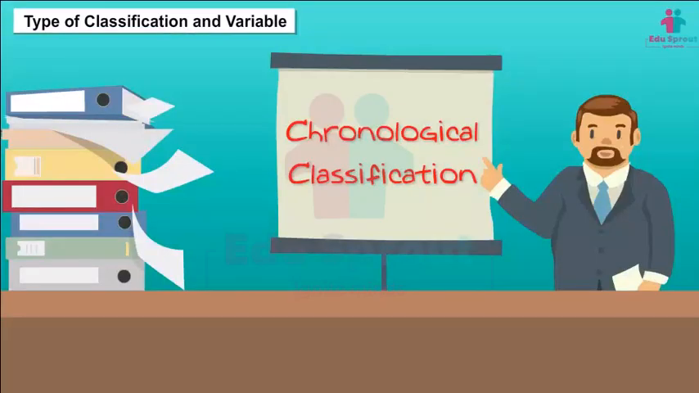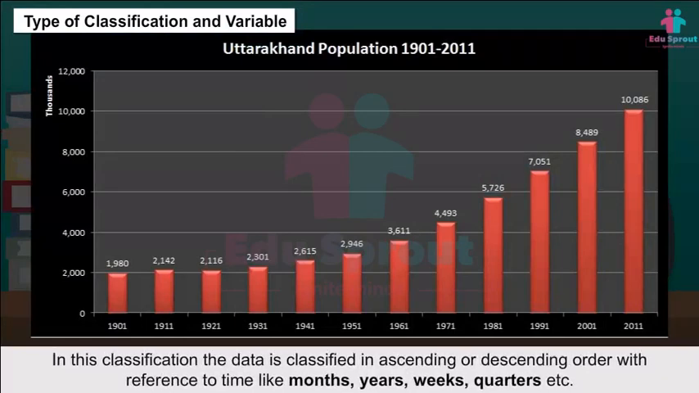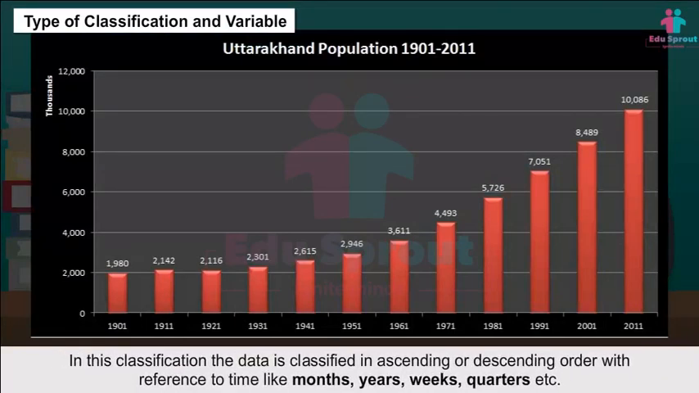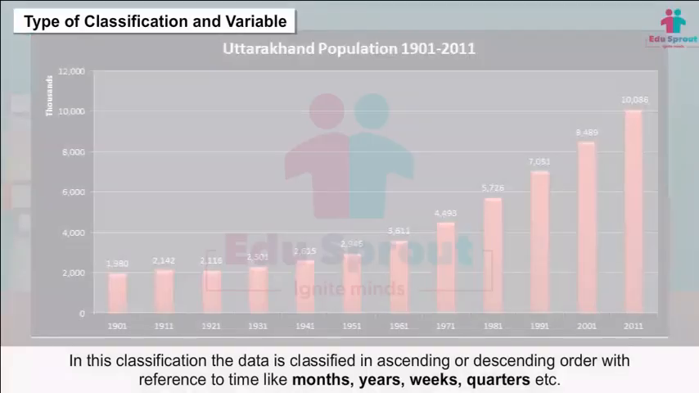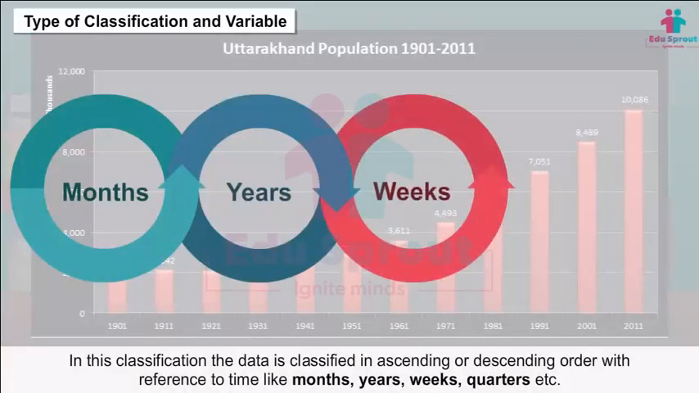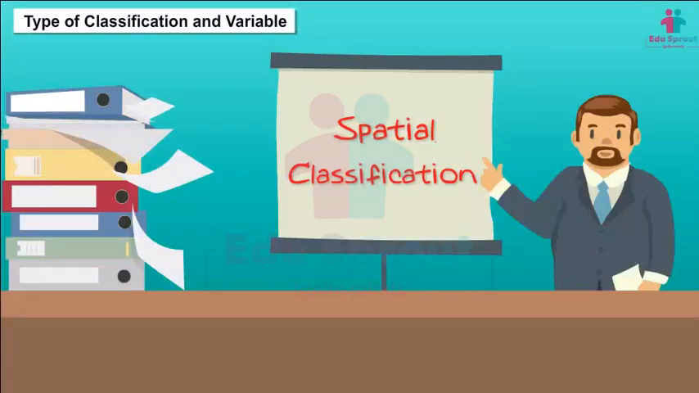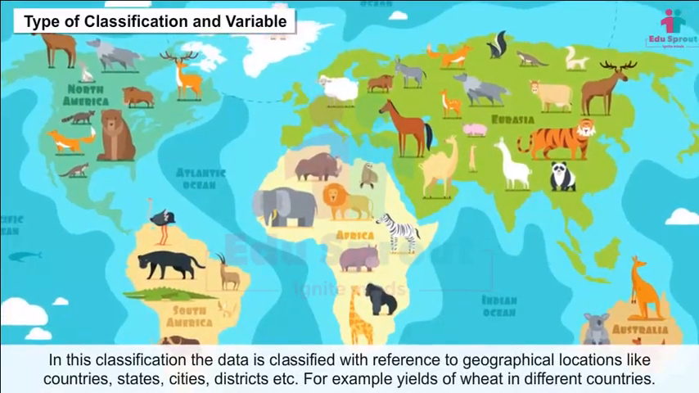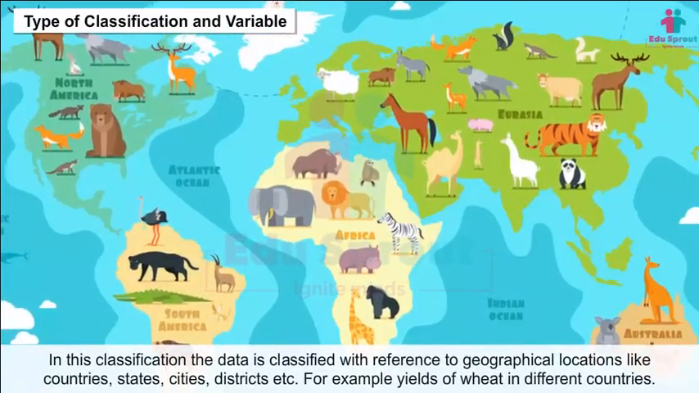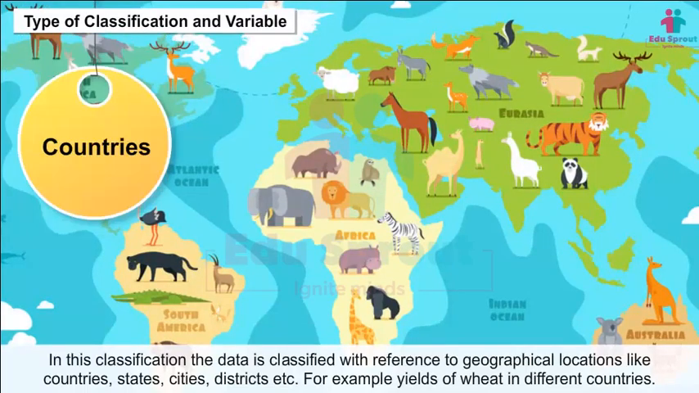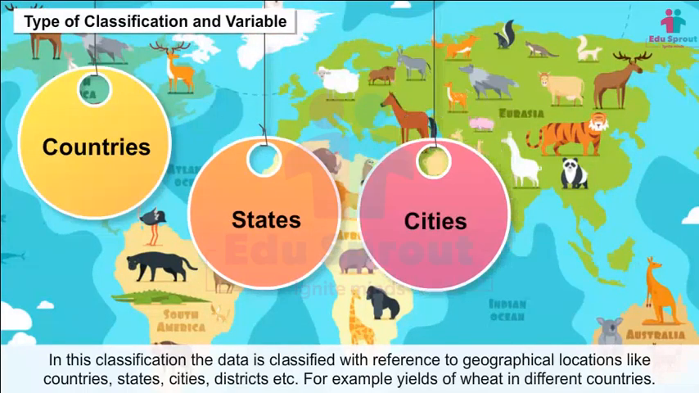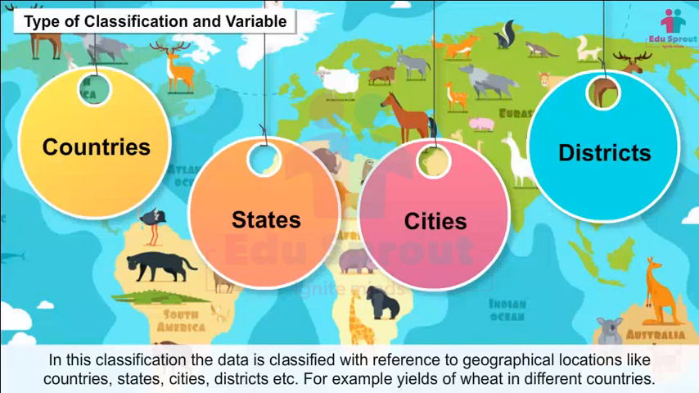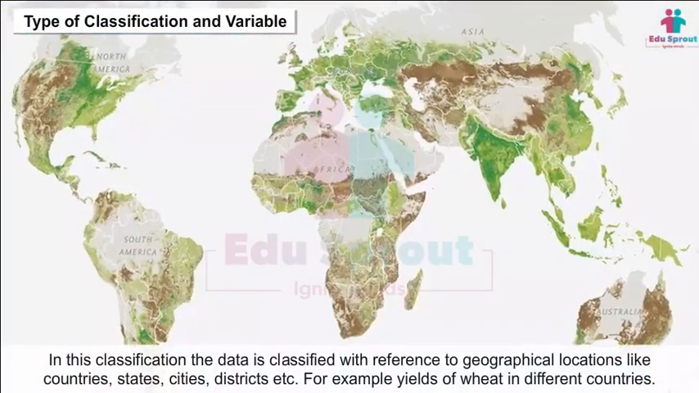Chronological classification. In this classification, the data is classified in ascending or descending order with reference to time, like months, years, weeks, quarters, etc. Spatial classification. In this classification, the data is classified with reference to geographical locations, like countries, states, cities, districts, etc. For example, yields of wheat in different countries.